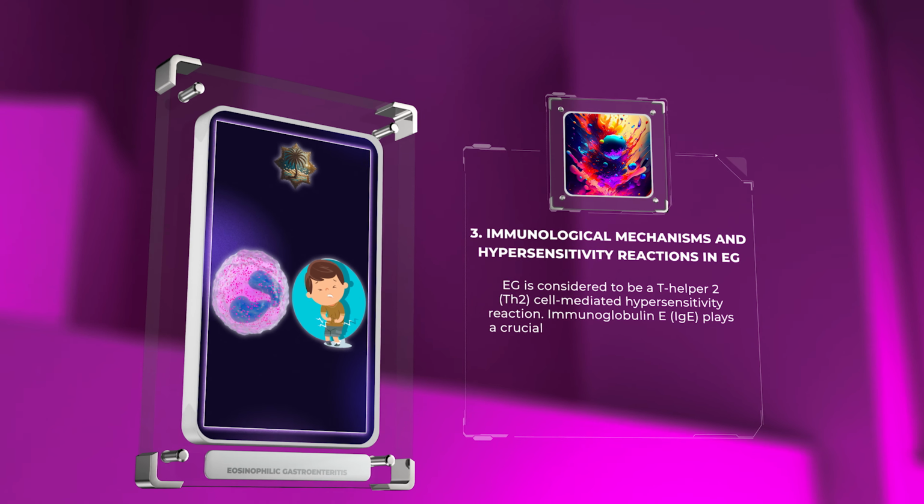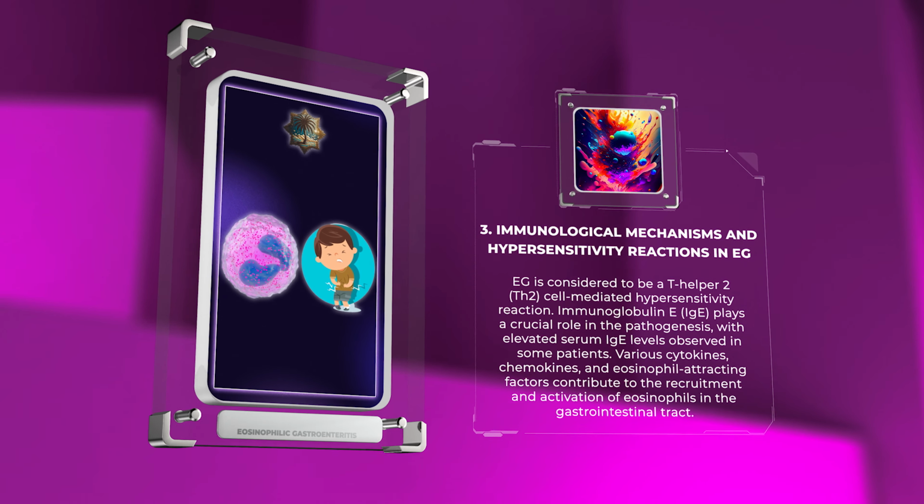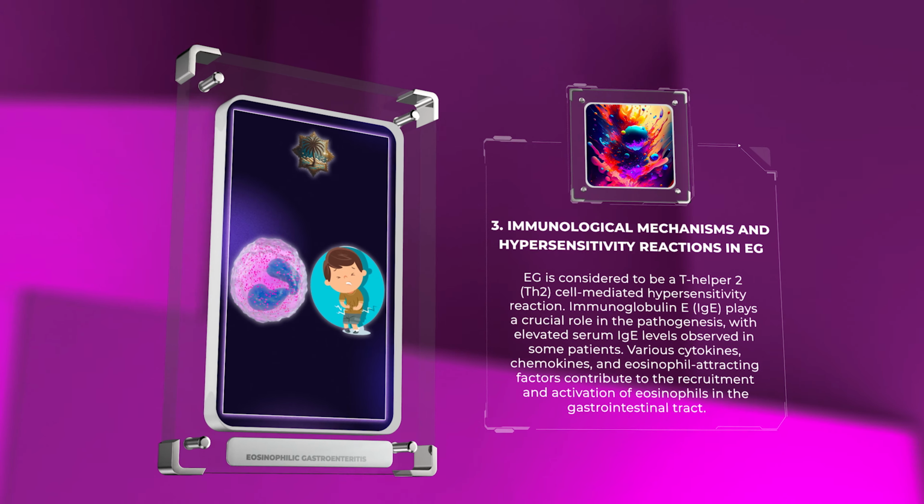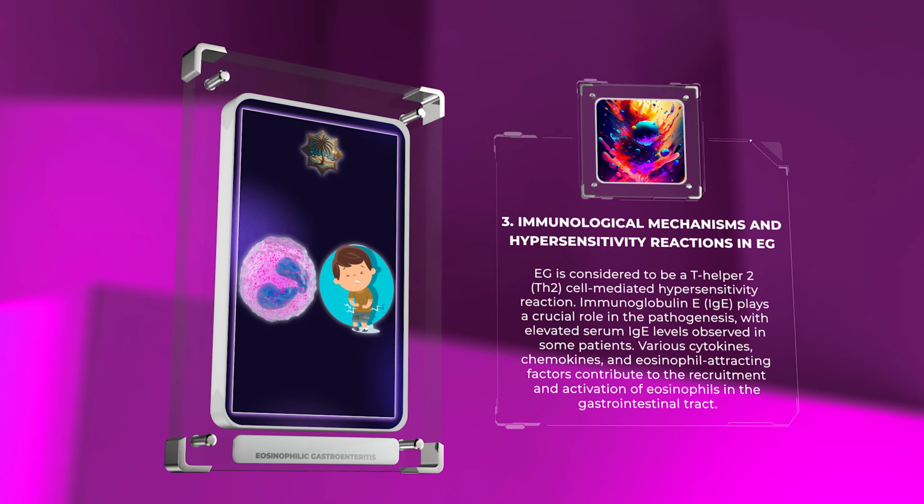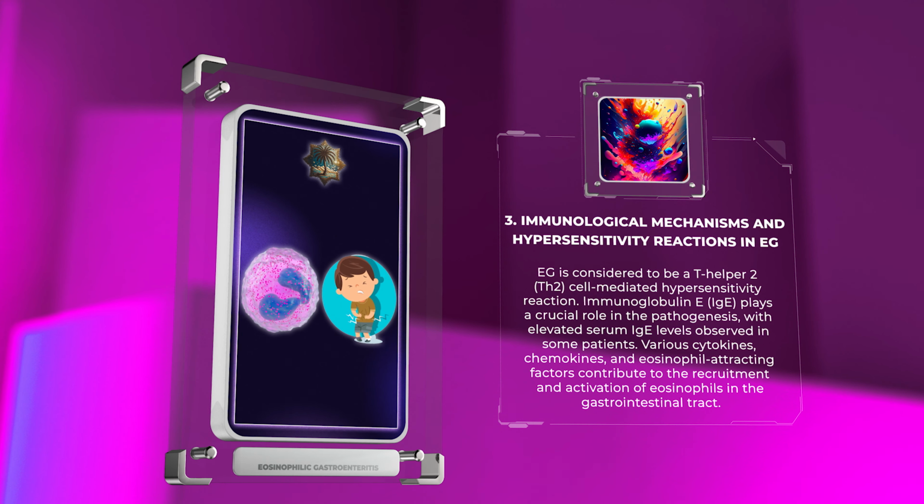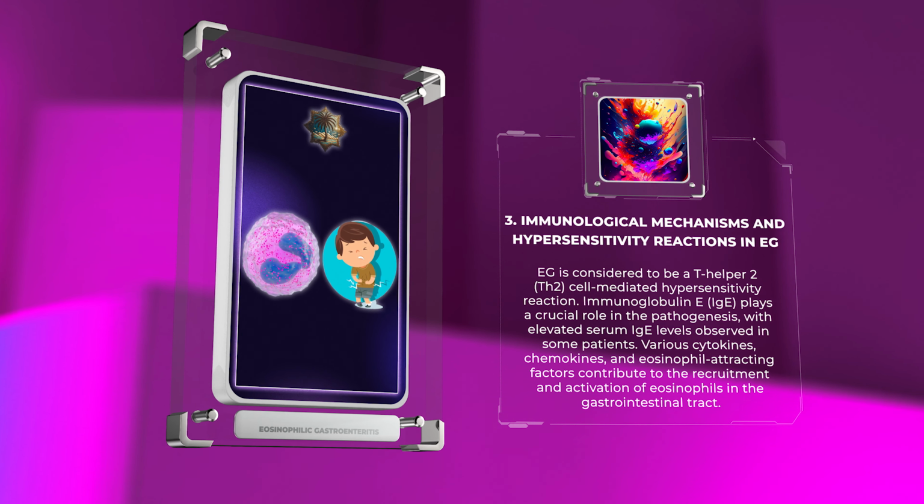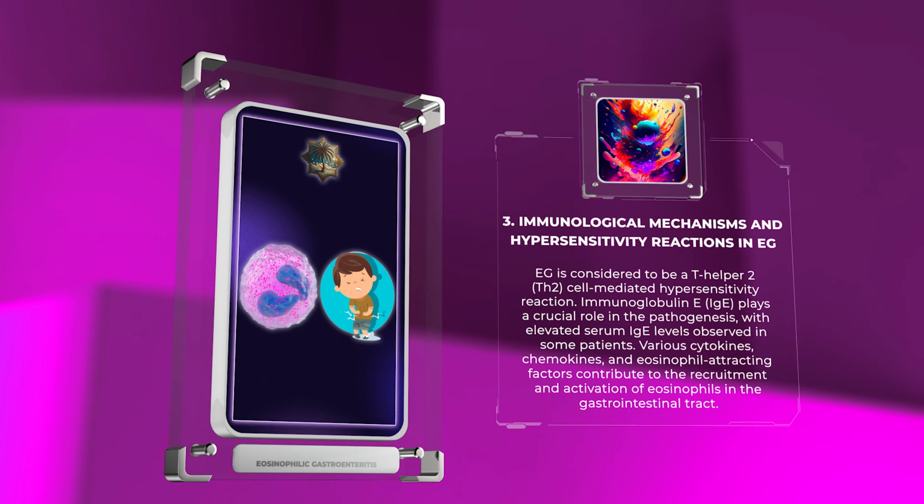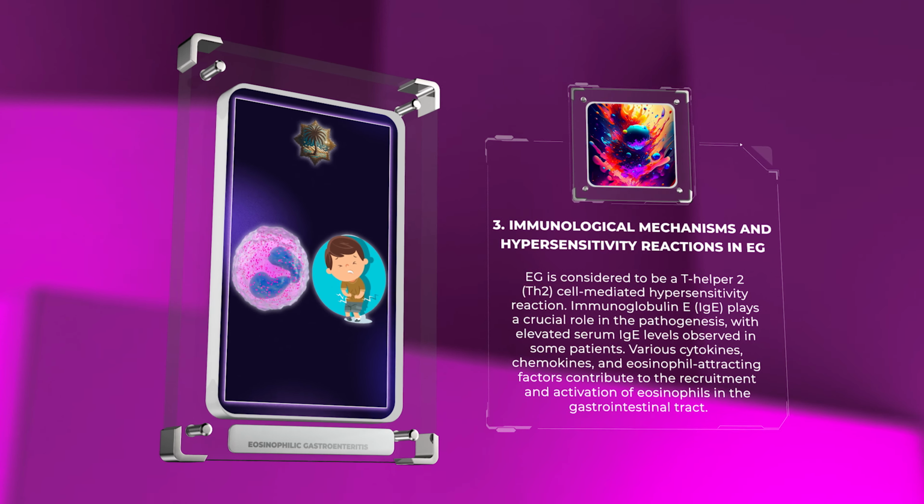EG is considered to be a T helper 2, Th2, cell-mediated hypersensitivity reaction. Immunoglobulin E, IgE, plays a crucial role in the pathogenesis, with elevated serum IgE levels observed in some patients. Various cytokines, chemokines, and eosinophil-attracting factors contribute to the recruitment and activation of eosinophils in the gastrointestinal tract.